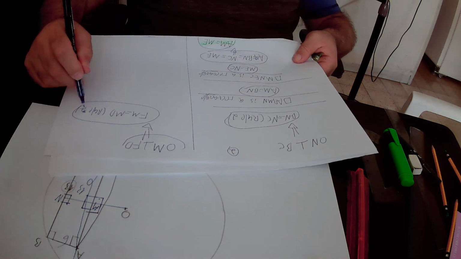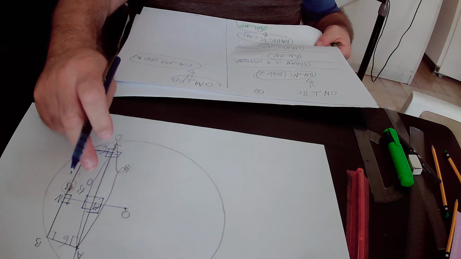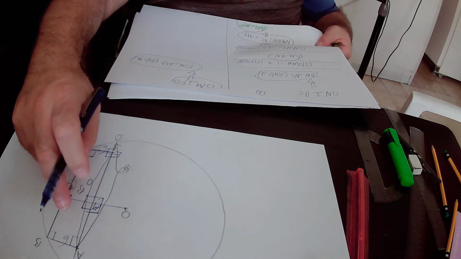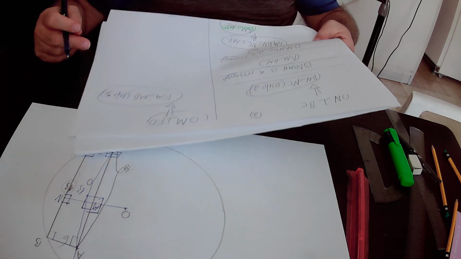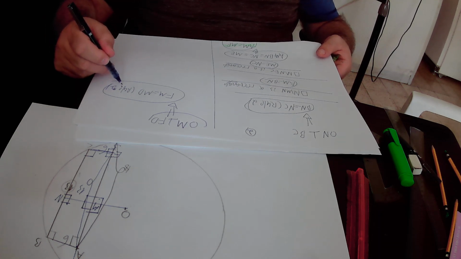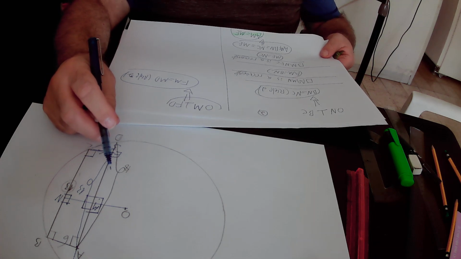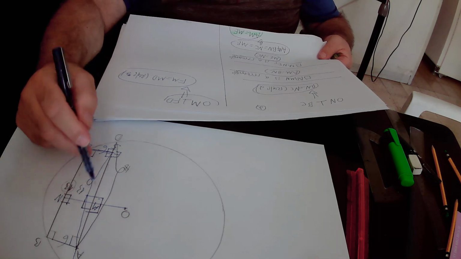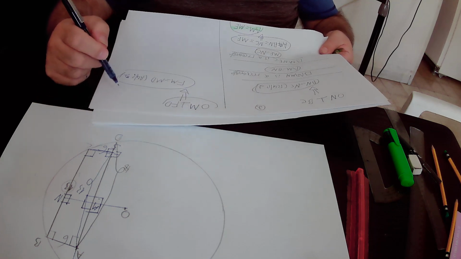FM equals MD. Why? Because the perpendicular OM from the center of the circle bisects FD, and because OM bisects FD, it means that FM equals MD, according to rule number 2. Whenever from the center of the circle you draw a perpendicular to any chord, that perpendicular bisects the chord. That is to say, it bisects FD. It means that FM equals MD according to rule number 2.